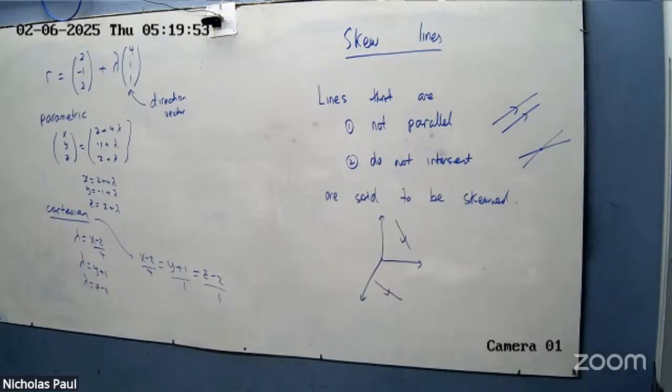Lines that are parallel, their direction vectors are multiples of each other.